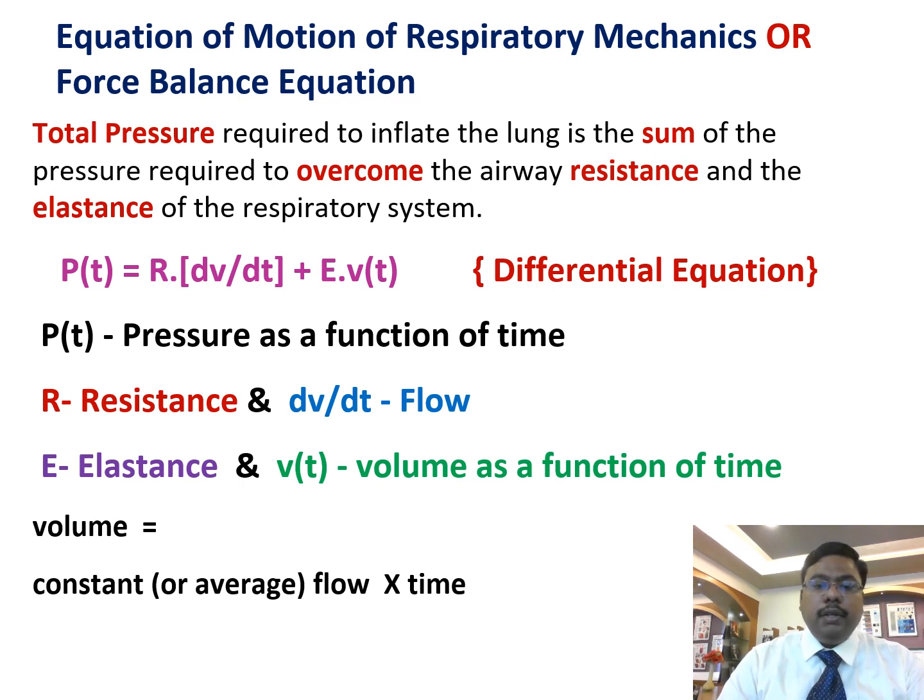So dV by dt denotes flow, and V(t) denotes volume as a function of time. Volume is equal to constant or average flow into time. So this equation is a differential equation and not an algebraic equation.